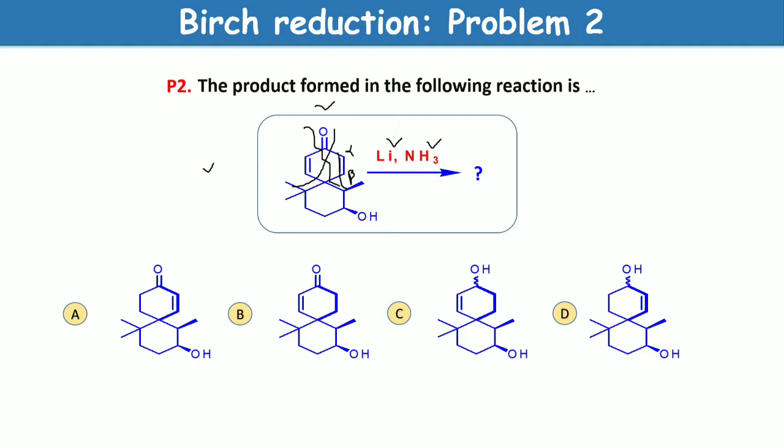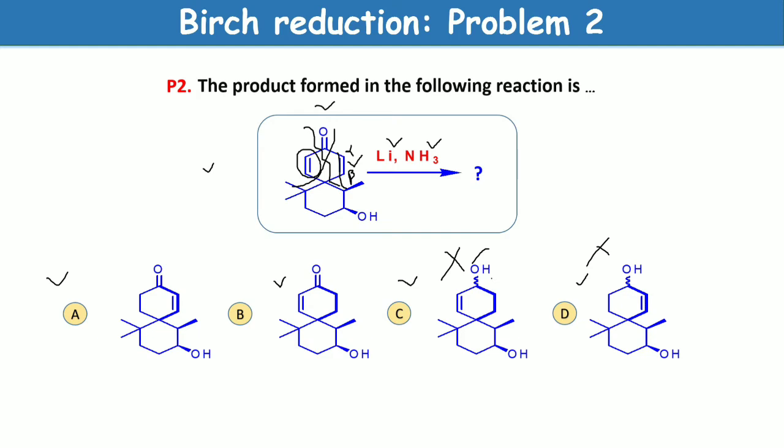Now, as you can see in option C and option D, both the double bond and the keto functionality are reduced simultaneously, right? But that is not correct. So we can eliminate option C and option D. So out of 4 options that we have, we are only left with option A and option B. In option A, this double bond is reduced, and in option B, this double bond is reduced. So basically, selective reduction of the double bond is happening.